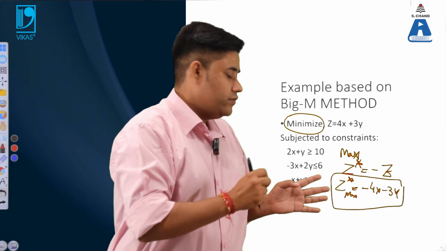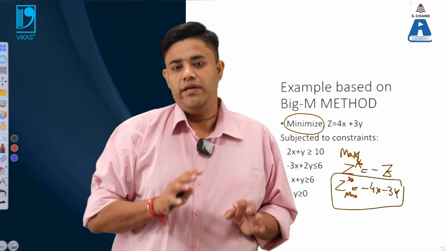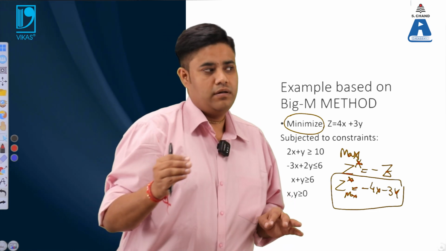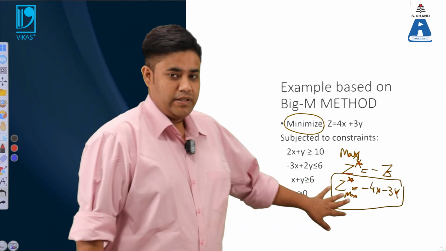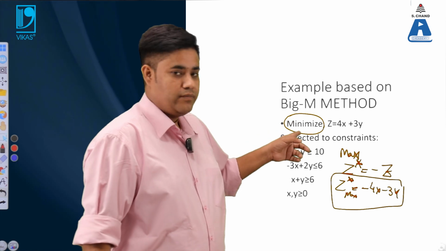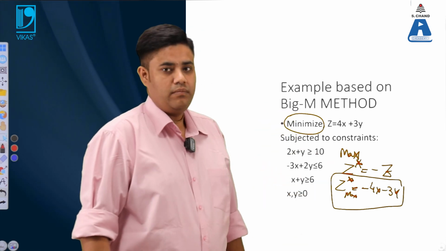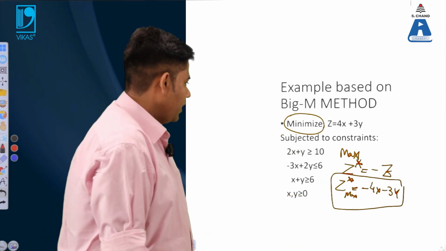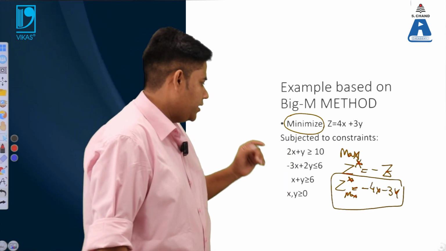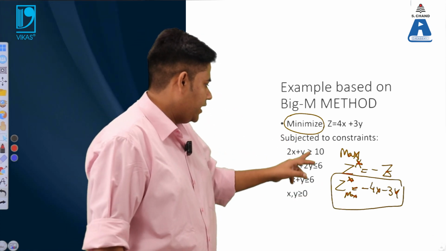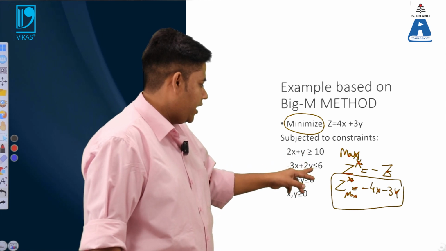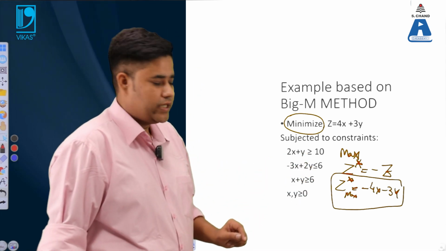You have to look at every problem and make sure it is of maximization type. If it is a minimization type, we have to convert it into a maximization type problem, and the rest of the steps are similar. So I have this objective function, I have a more than type constraint, a less than type constraint, and another more than type constraint.